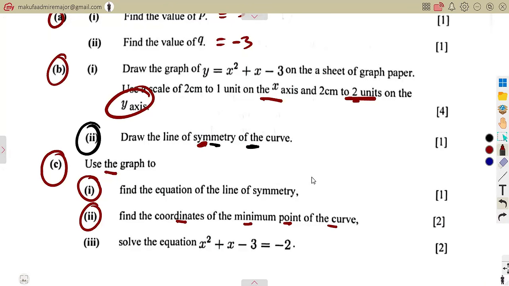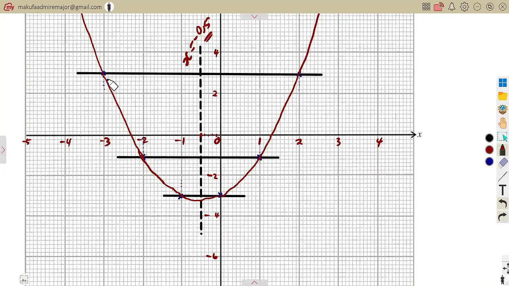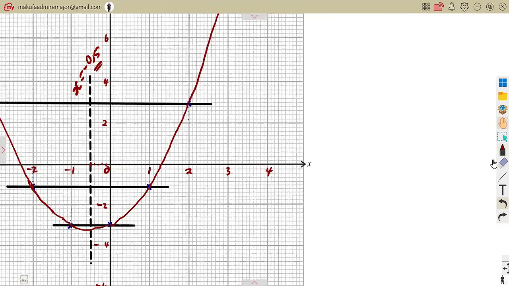So the minimum point, as you can see from our graph, truly we have got a minimum point. Our graph turns this side. There's a minimum turning point. So at the turning point, whether it's maximum or minimum, the value of the minimum turning point, you take it from your curve, which is y = x² + x - 3. Just substitute the value of x at the axis of symmetry.